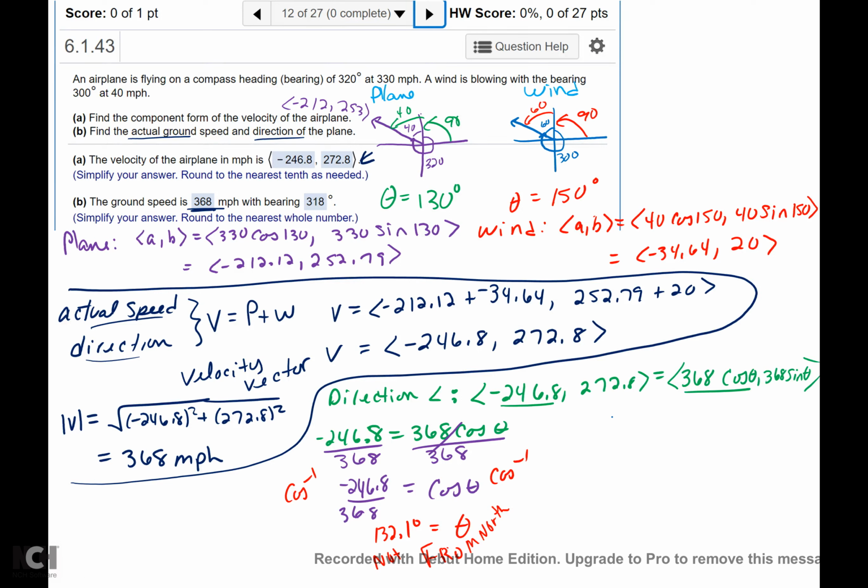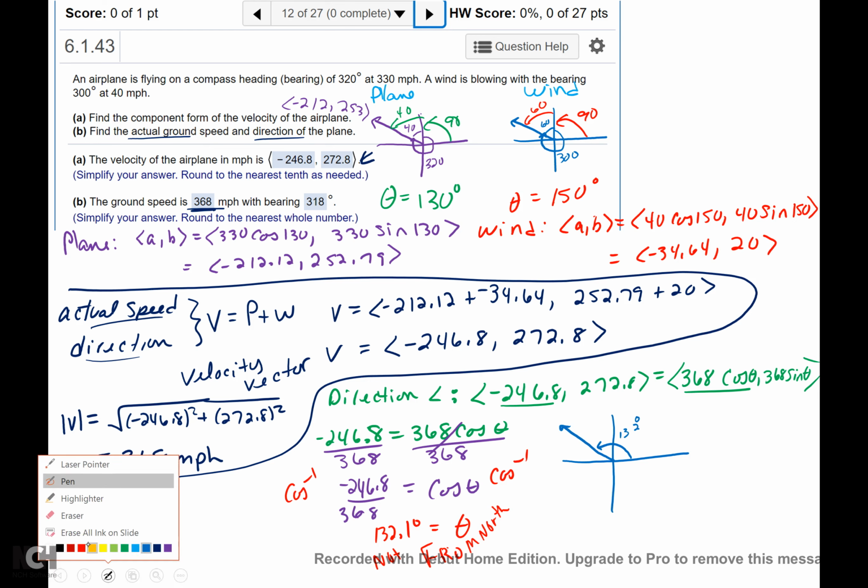So I'm going to sketch me a quick picture of 132.1, which would be from north. 132.1 would be somewhere over here, which means, let's just call it 132 degrees. So from there to there is 132. I need to measure from north to get the bearing.